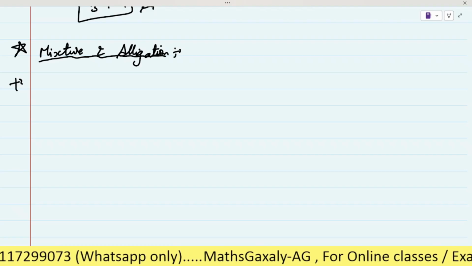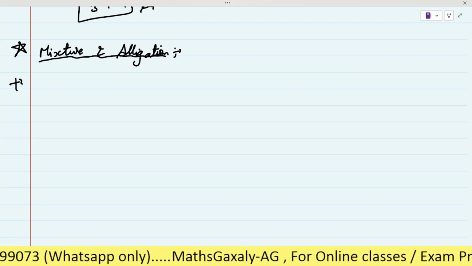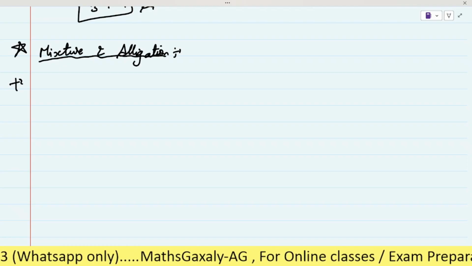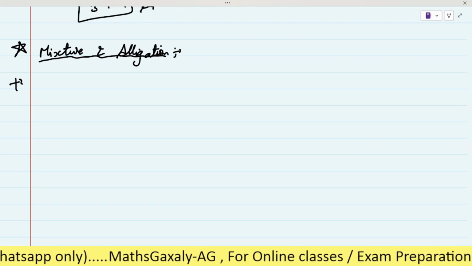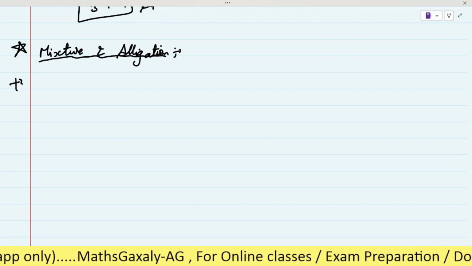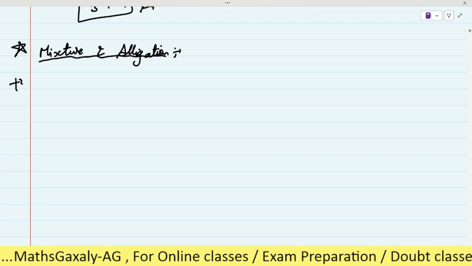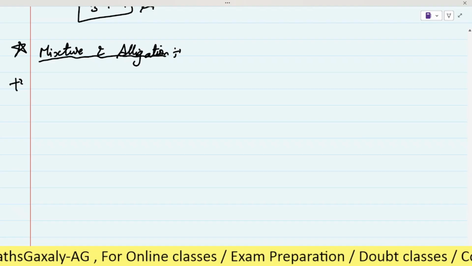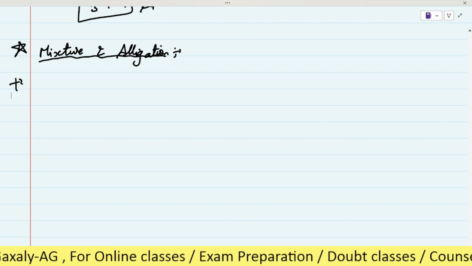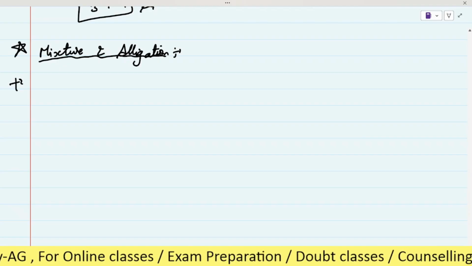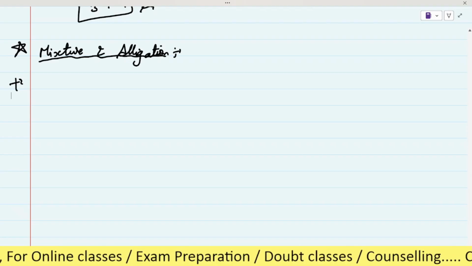So these are the basic points and some formulas I have, which I want to discuss with you. If you want to note down, you can note down those points. While you make notes, please note down the definition at least, for mixture and alligation.